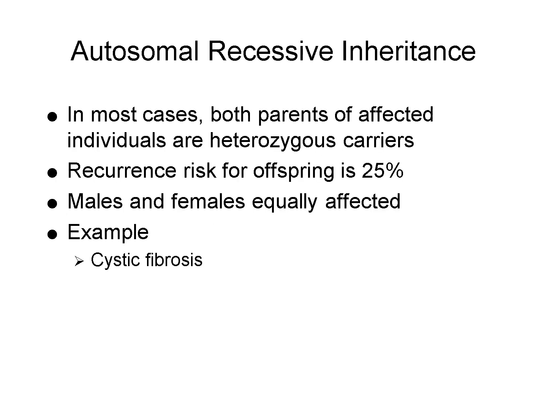With autosomal recessive inheritance, most affected individuals have parents who are both carriers, meaning they each carry one copy of the defective gene, but do not show symptoms themselves. For each pregnancy, there is a 25% chance that the child will inherit both copies of the recessive gene and be affected. This pattern affects males and females equally. A well-known example of an autosomal recessive disorder is cystic fibrosis.